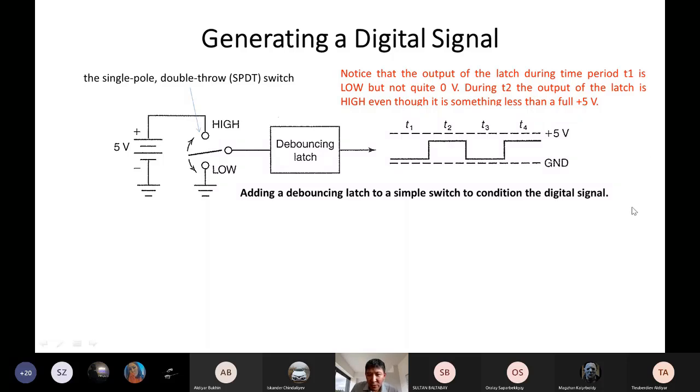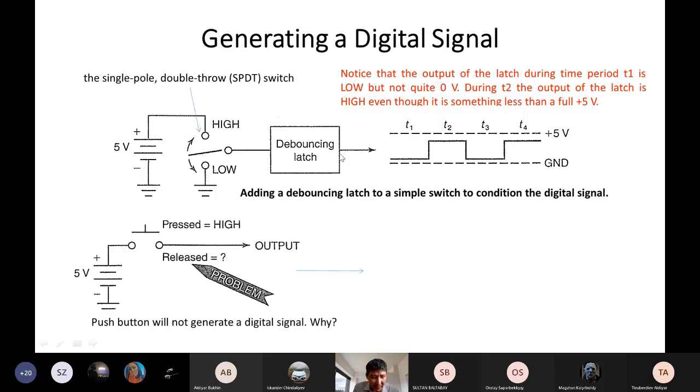Okay, but you should notice that after debouncing, our low position is not 0, and the high position is not 5 volt. It's a little bit bigger, a little bit less. But do not worry how this debouncing latch works. It's not in the realm of our course, but we need to understand that if we have contact bouncing, we can use some circuits, some debouncing latch, that can eliminate these problems.